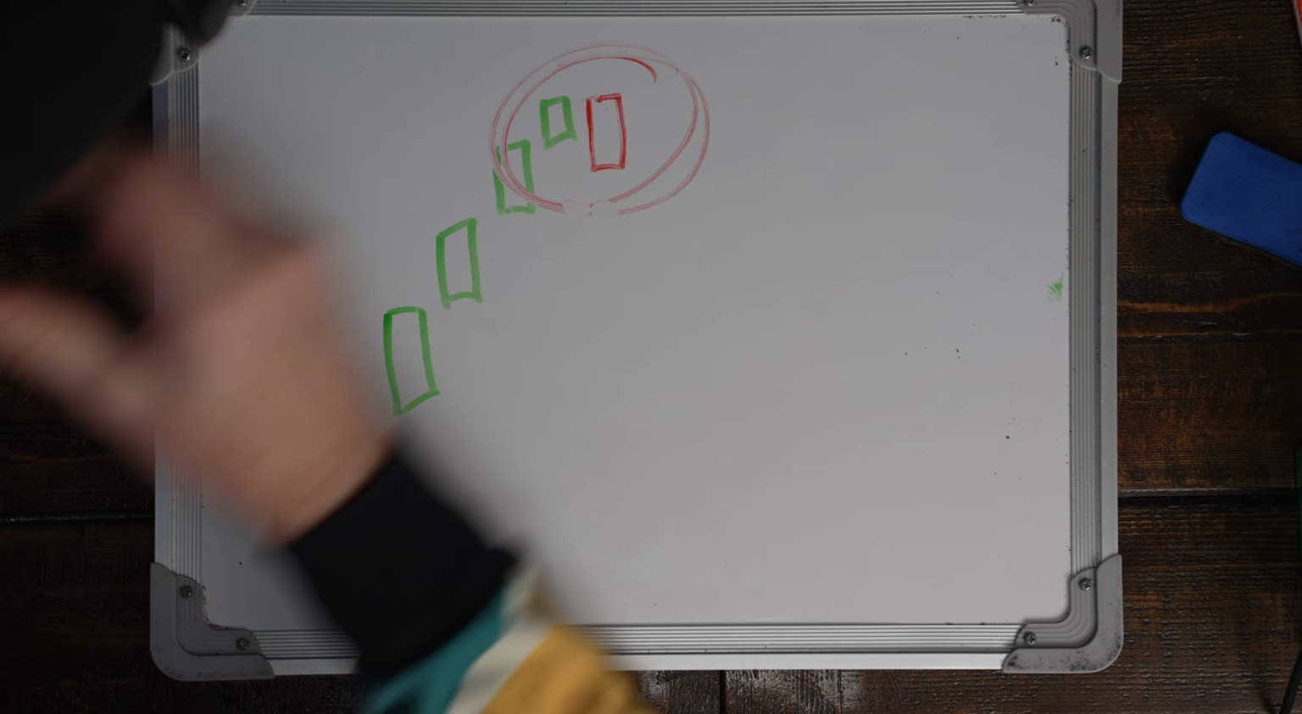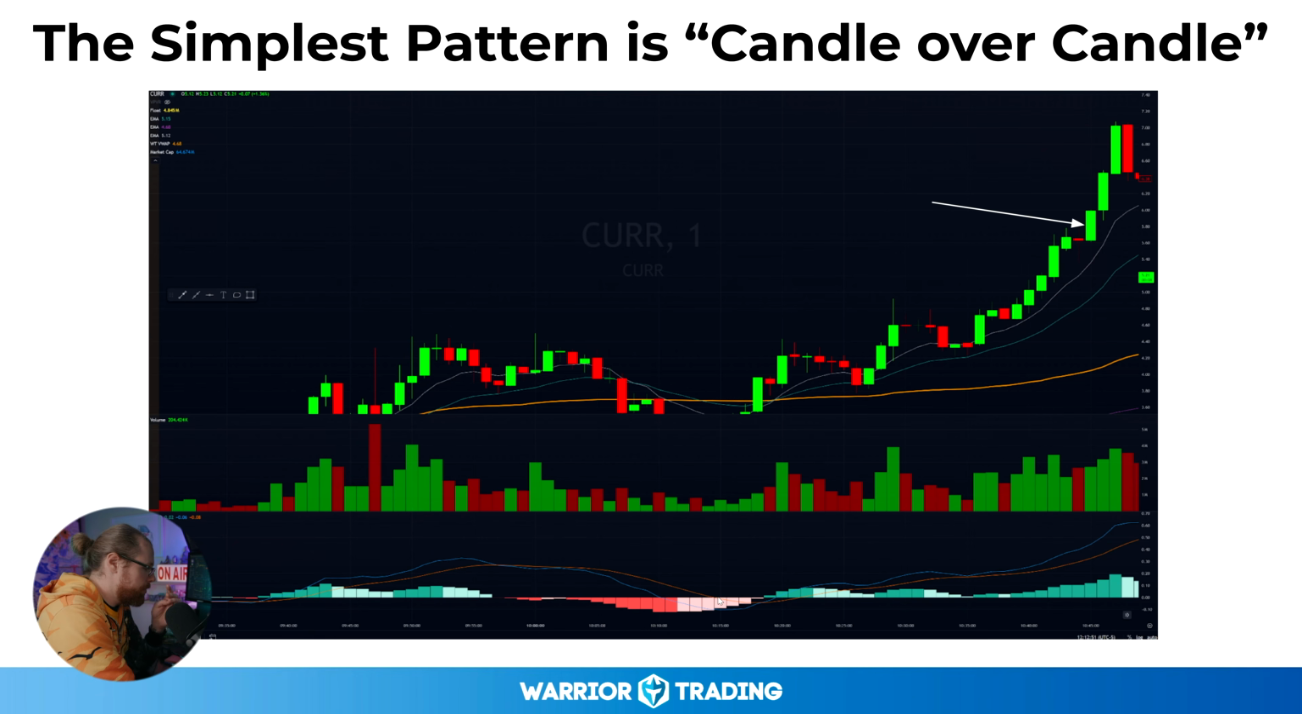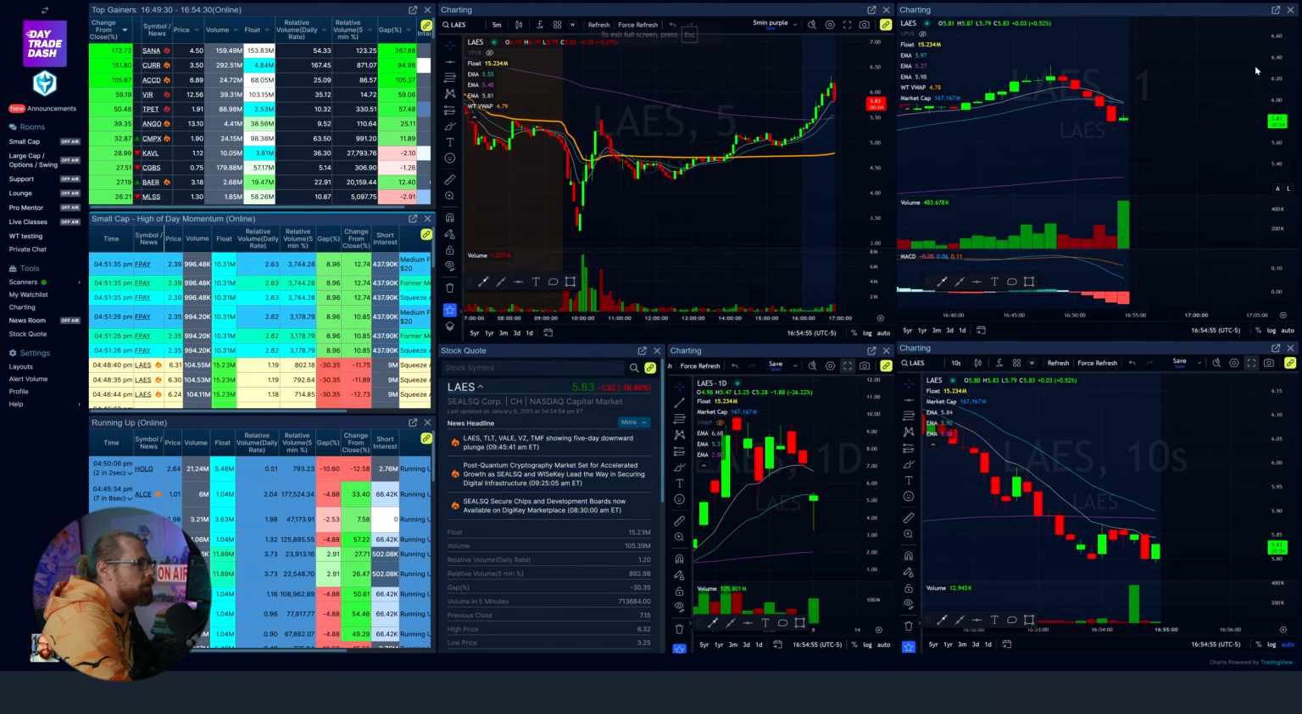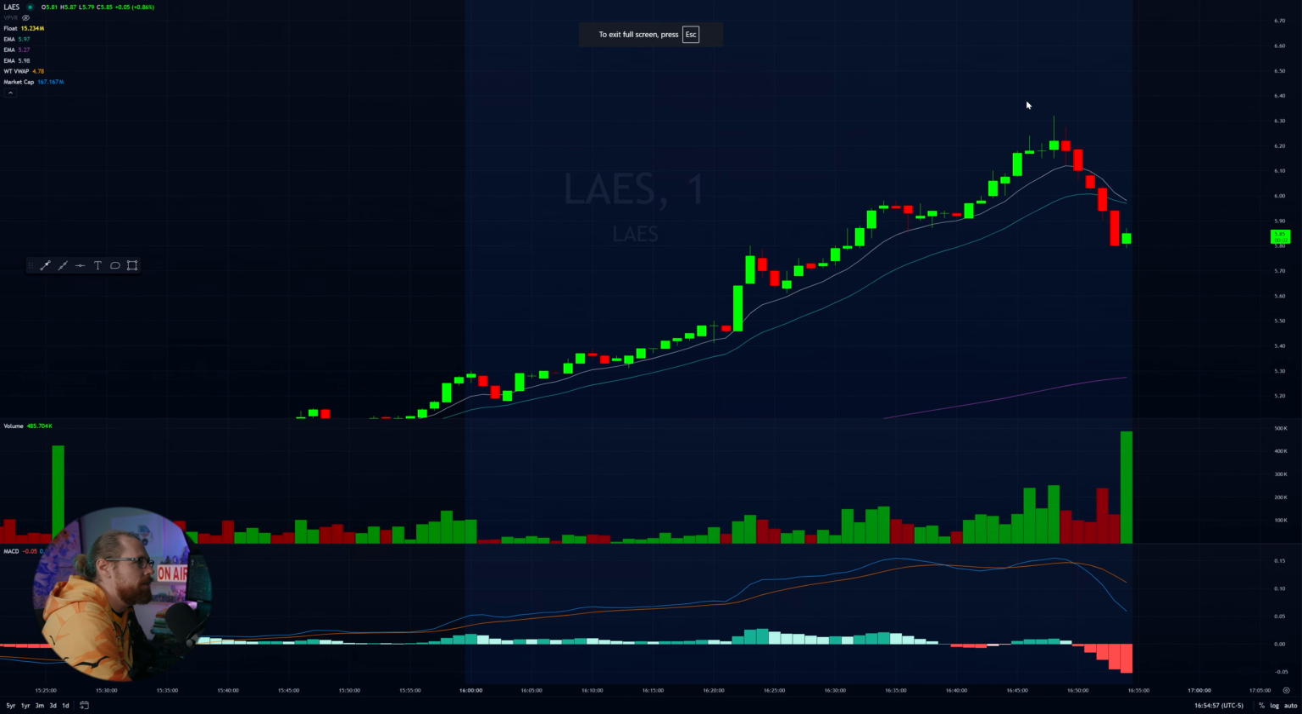So remember, if we look at a chart pattern, and some of them are going to be a little more clear than others, we could pull this one up here. This is the one we were just looking at before that had these couple of dojis at the top, or topping tails.